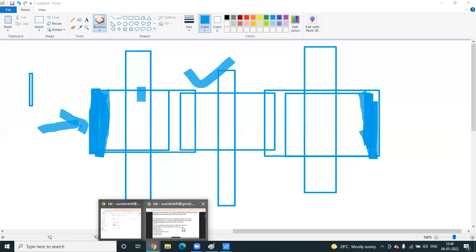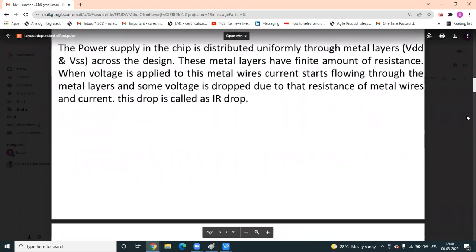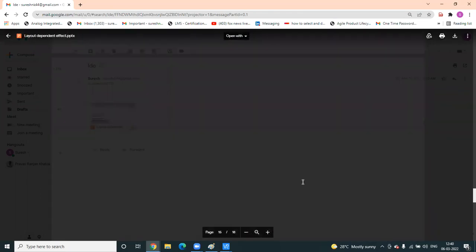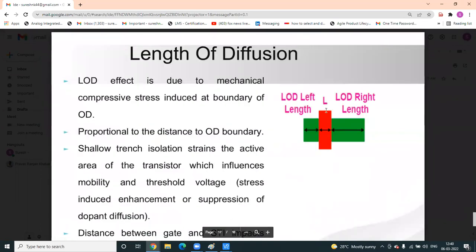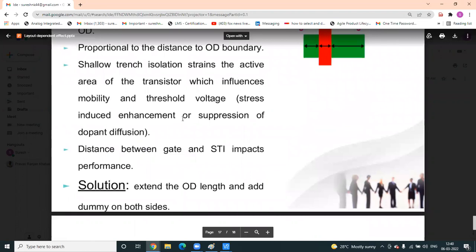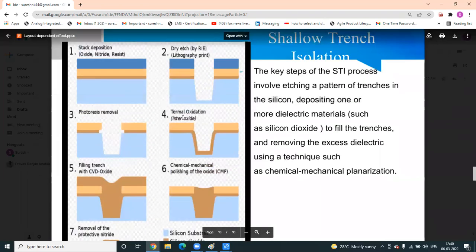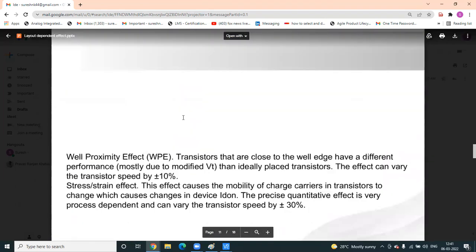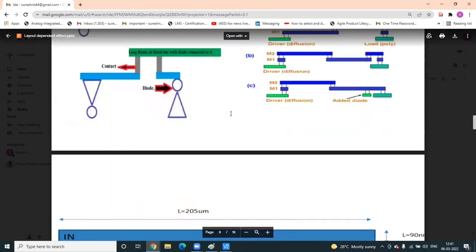In this PPT also I have mentioned clearly: length of diffusion. If length is different, it will occur proportional to OD outside diffusion boundary. So for length we add dummy on both sides the same. This is STI, I covered yesterday, shallow trench isolation. WPE also I have told. Okay, the main point is antenna.